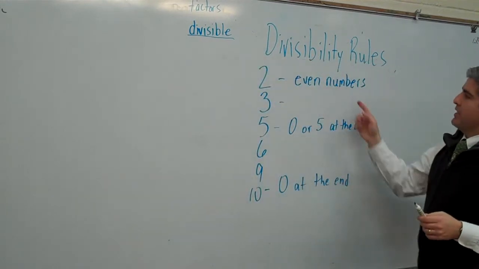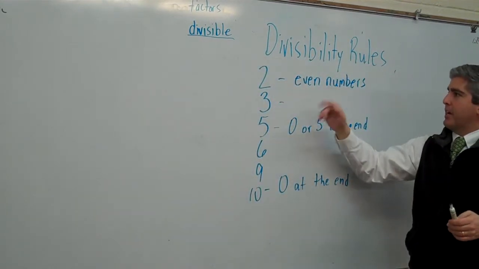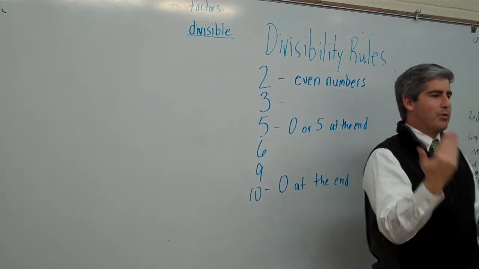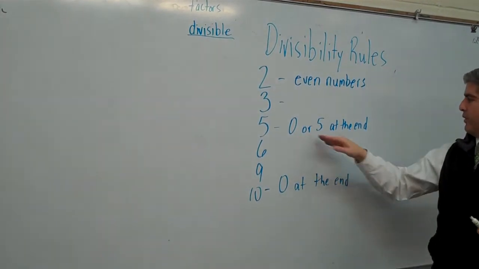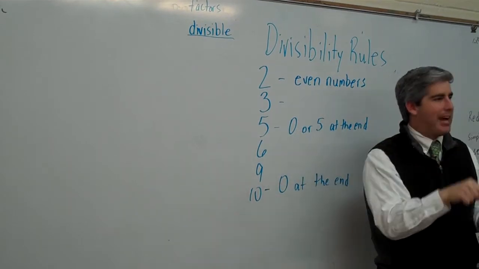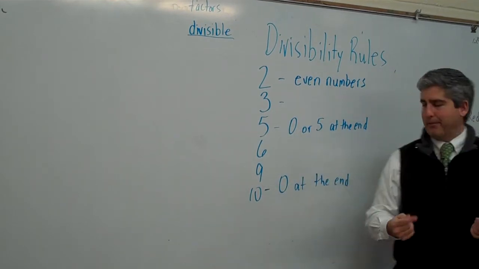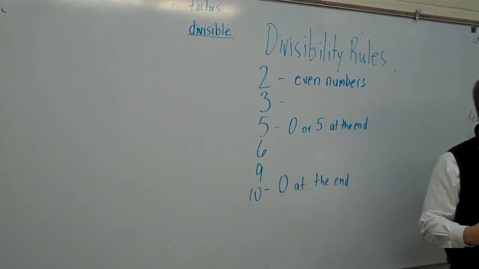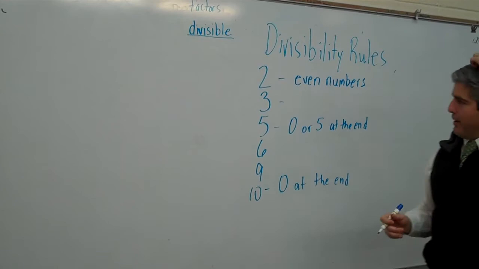So if it's an even number, that means that 2 is a factor of it. If it's an even number, 2 is definitely a factor. And that's why we're doing this, to help us with reducing fractions. If it ends in a 0 or 5, 5 is definitely a factor of whatever number you're worrying about. If it ends in a 0, 10 is definitely a factor of that number.